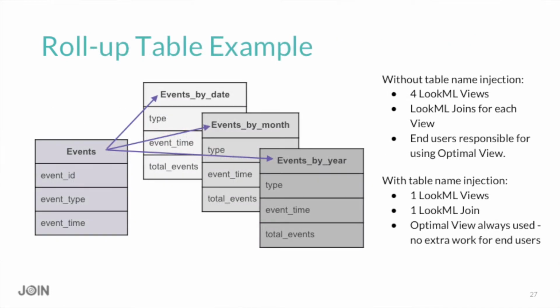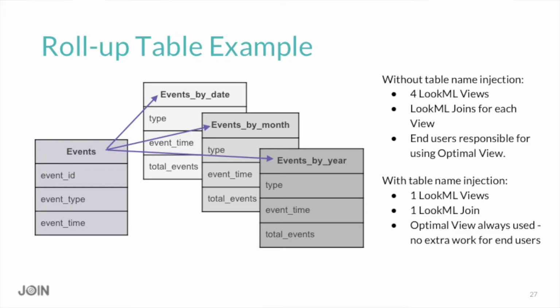So here's our example. We've got a roll-up table, our events table. We've rolled it up to date, month, and year level. So similar column structure across all of these tables. Again, without table name injection, we'd have to maintain a lot of views. And even on the front end, we'd have to join all those views in, so the user would have a lot of things to choose from.